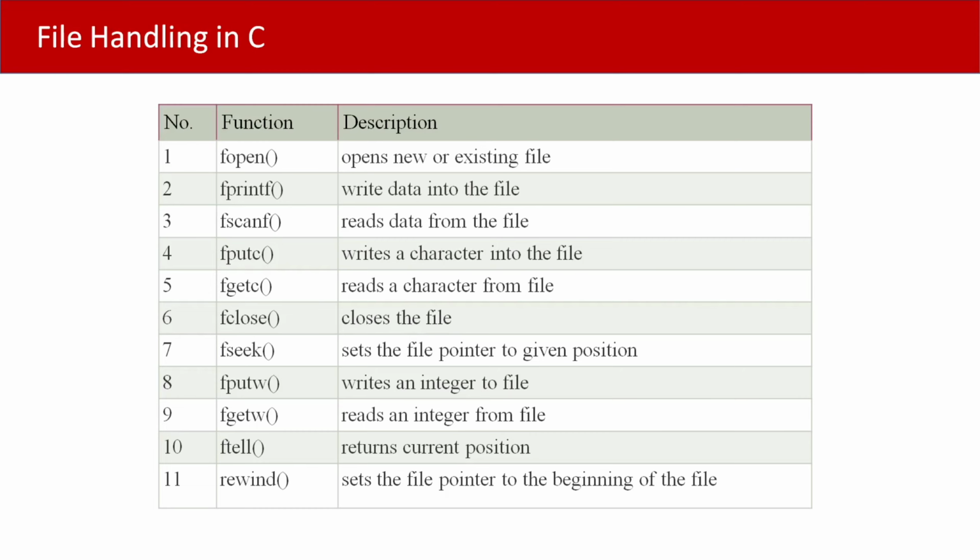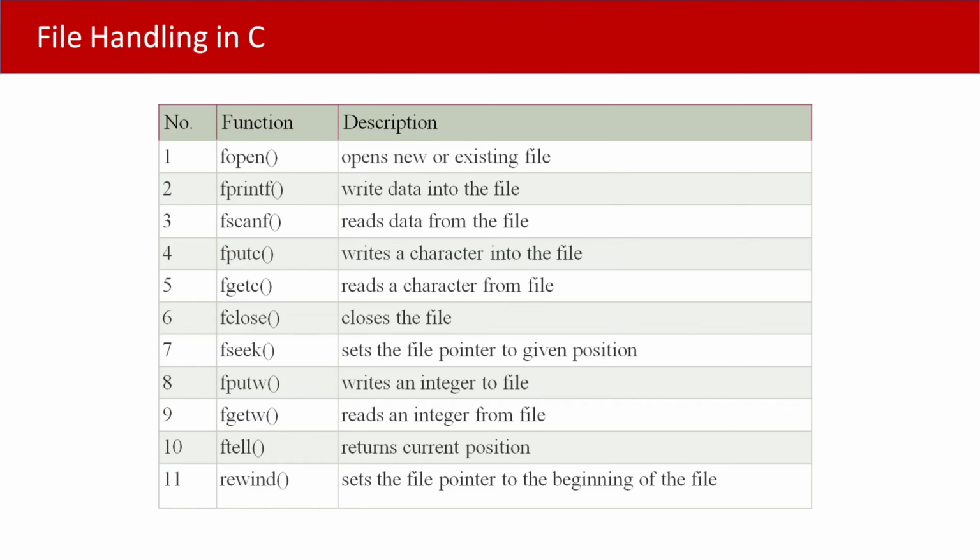Now fputw will put an integer into the file, or it will write an integer into the file. With fputc, we can write a character. With fputw, we can write an integer value to the file. Similarly, with fgetc, we read a character from a file. But with fgetw, we can read an integer value from the file.